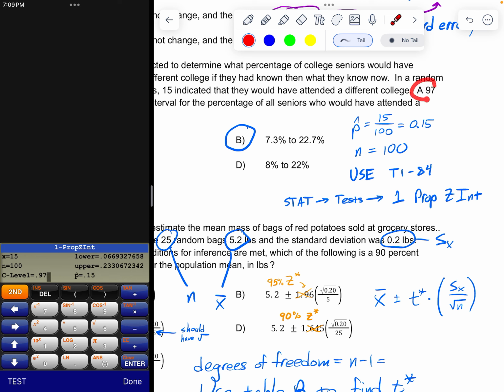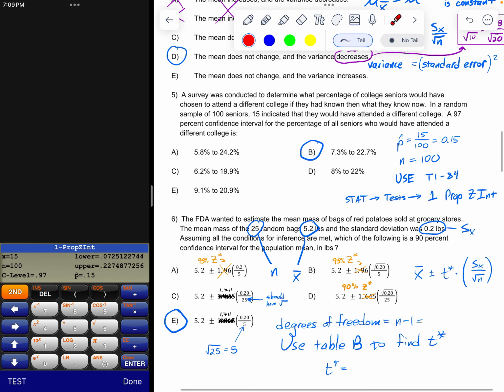It's 97% confidence. And there's your interval, so it's B. The one thing that might catch you is if you're just not careful with the 97. Like if you put 95 by accident, you can see that leads you to this one, and it would be pretty easy to just overlook that.